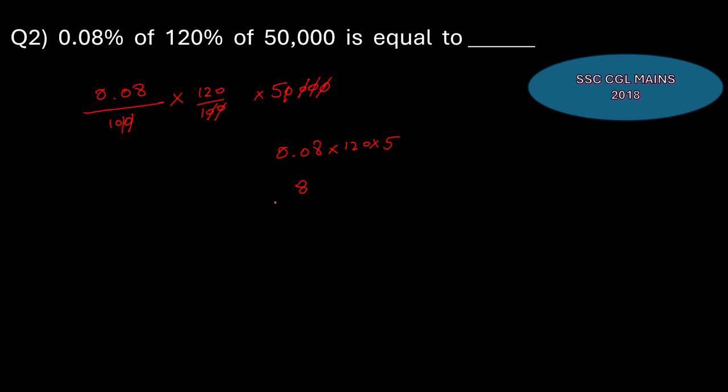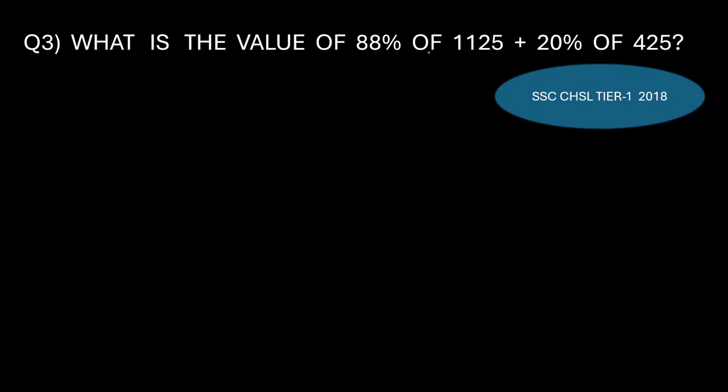0.08 can be written as 8 by 100 into 120 into 5. The 0 will be cancelled. 5 ones are 5, 5 twos are 10, 2 ones, 2 sixes, which equals 48. So 0.08% of 120% of 50,000 is equal to 48. This was asked in 2018 CGL. Let us go to the next slide.